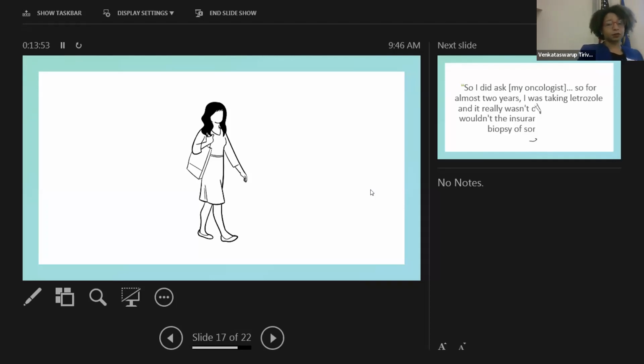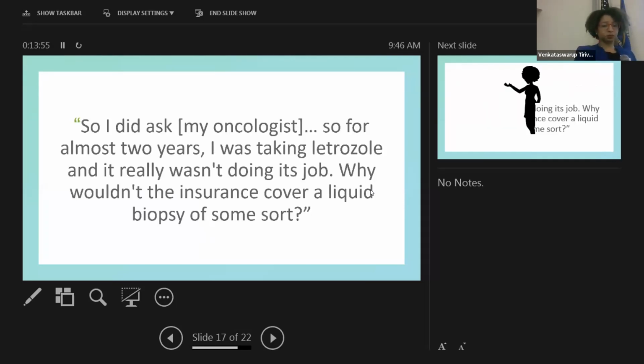And so in our conversation, she said to me, "So I did ask my oncologist. For almost 2 years, I was taking letrozole and it wasn't really doing its job. Why wouldn't the insurance cover a liquid biopsy of sorts?" And so this particular participant was in a situation where she was experiencing substantial progression on her current treatment regimen, and her insurance would not cover additional genetic and genomic testing to be able to find more targeted therapies that her oncologist was medically recommending for her.